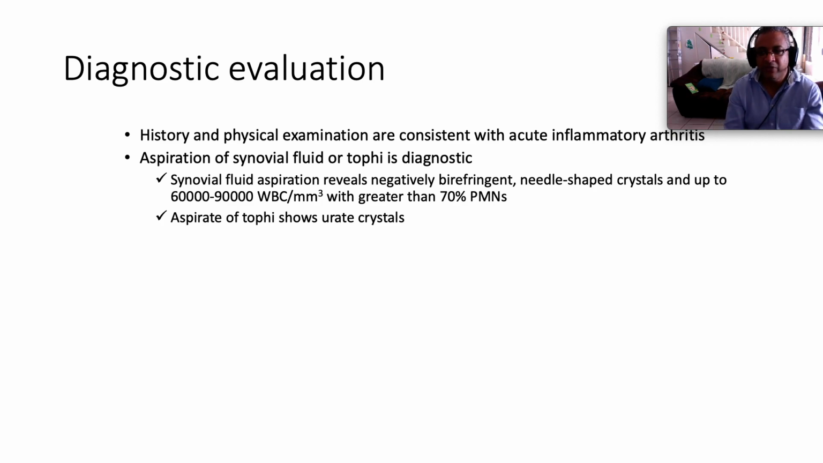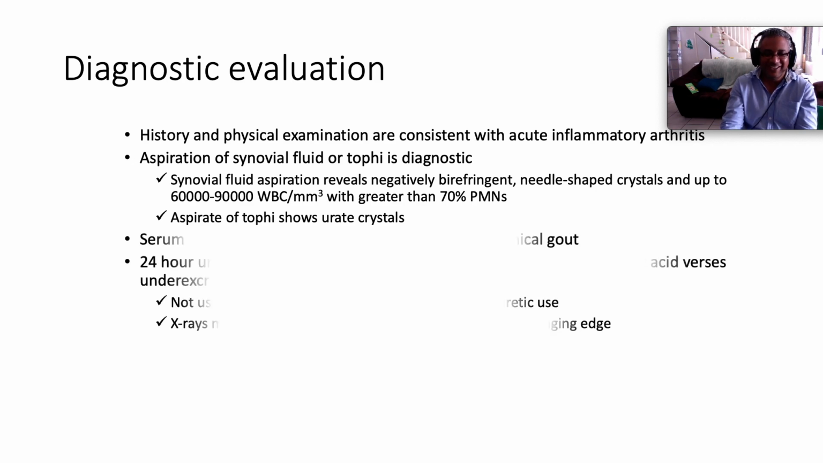Guys, how do we work up somebody who you suspect has gout? First up, the basic tenets of medicine are history and physical exam, right? So take a good history, examine properly, and you find that your findings are going to be consistent with acute inflammatory arthritis, right? And if you aspirate that synovial fluid or the tophi, what we find is diagnostic. Synovial fluid aspiration reveals negatively birefringent needle-shaped crystals in polarized light microscopy and between 60 and 90,000 white cells per cubic mm with more than 70% pleocytosis of neutrophils. The key word is polymorphonuclear leukocytes, all right? Aspiration of tophi shows urate crystals.